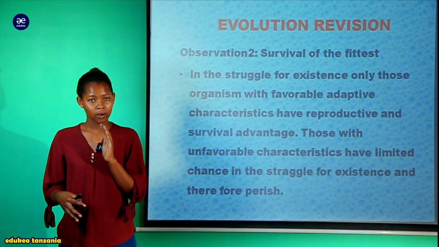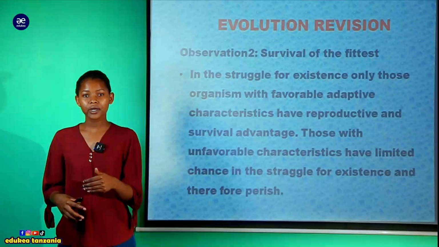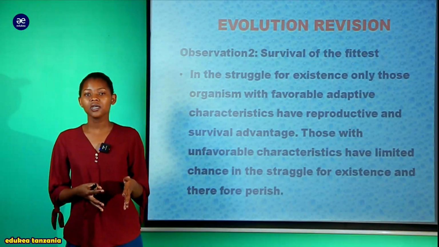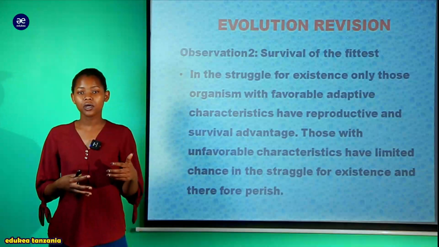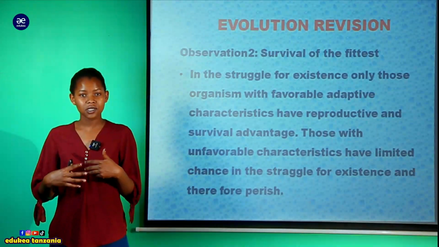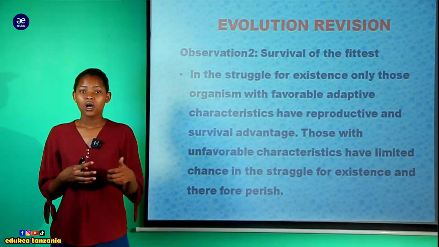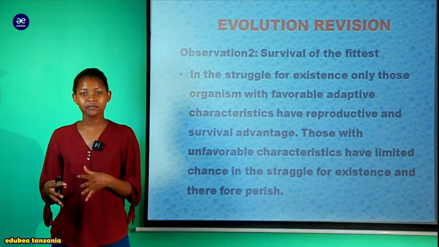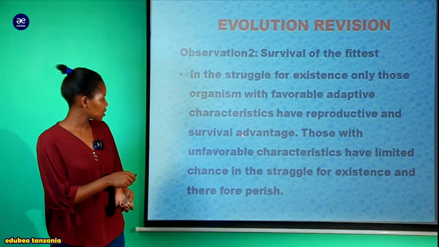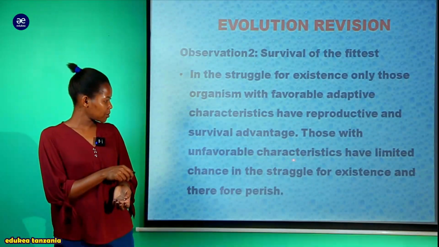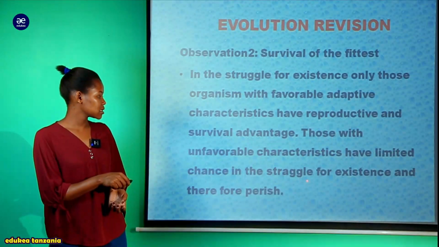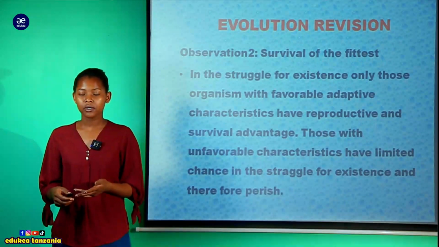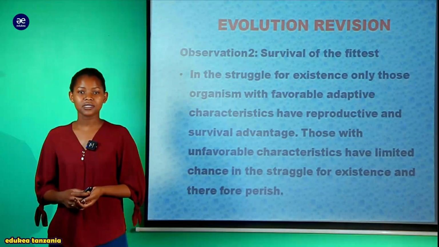So Darwin noticed that those organisms survived just because they possess some traits which were enabling them to survive in that environment. So he came up with the second observation, which is survival of the fittest. As you can see here, those with unfavorable characteristics have limited chance in the struggle for existence and therefore perish. That is all about the survival of the fittest.